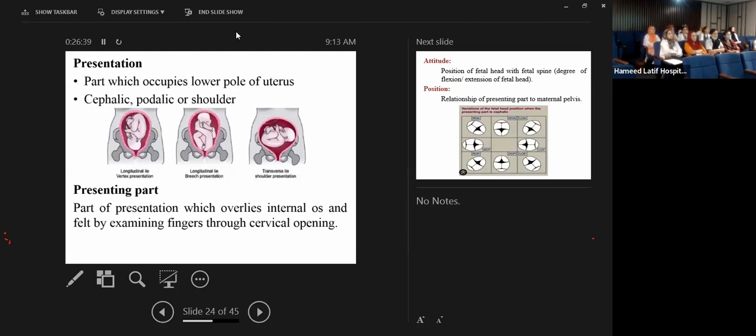Now you see, for a normal labor to take place, the uterine cavity is oblong. It is in this fashion, and its longer diameter is from above downwards, and the transverse diameter is short. So the baby, with passage of time, assumes that position which is convenient for it to lie in the uterine cavity.